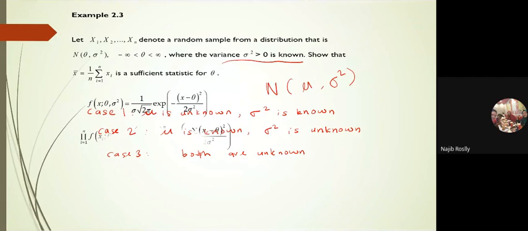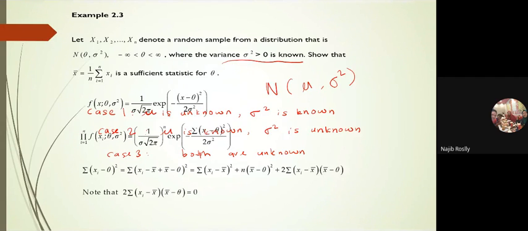So again, we proceed with the case where sigma square is known. We set up the joint PDF. In this case, we have 1 over sigma square root 2 pi to the power n, exponential of minus summation (xi minus theta) square over 2 sigma square. We expand this summation (xi minus theta) square, because we want to show that x bar is a sufficient statistic. In your equation, the term x bar is not provided, so you have to add an additional term, minus x bar and then plus x bar, which will cancel out.